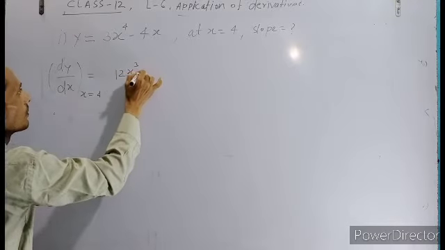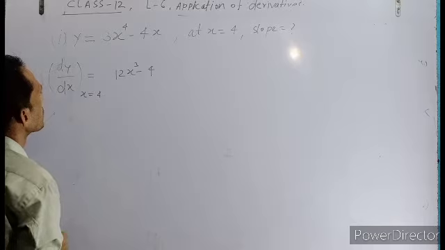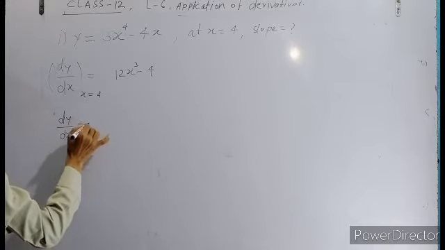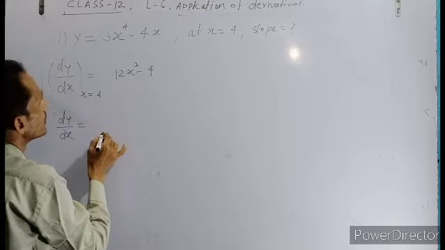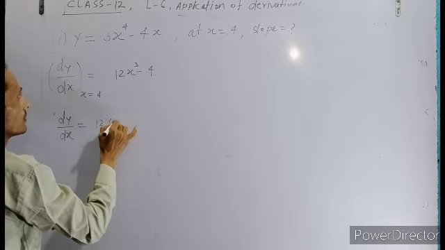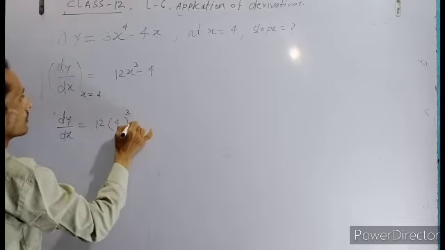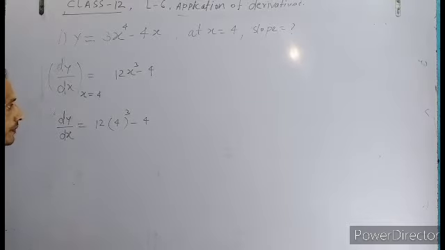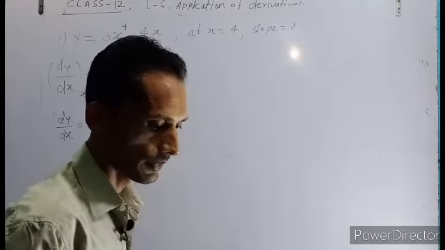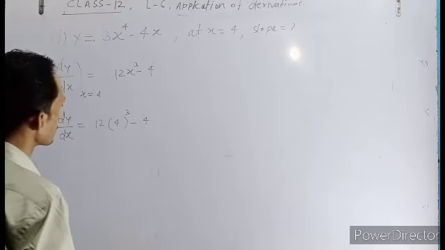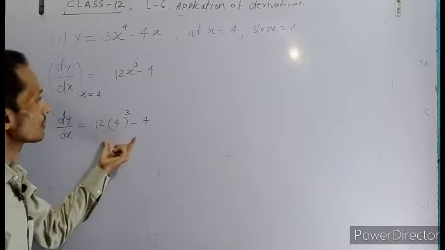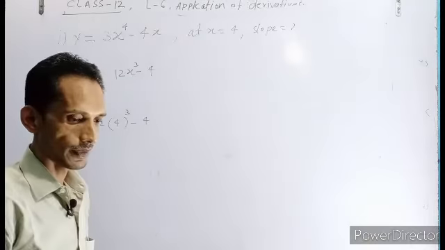dy by dx equals 12x cube minus 4. Put the value of x equal to 4: 12 times 4 cube minus 4. What will come? Simplify this one. In this way we can find the slope of the given function. 4 cube is 64, multiply by 12 and you can find it by solving this.